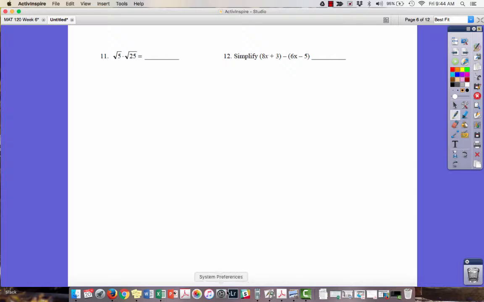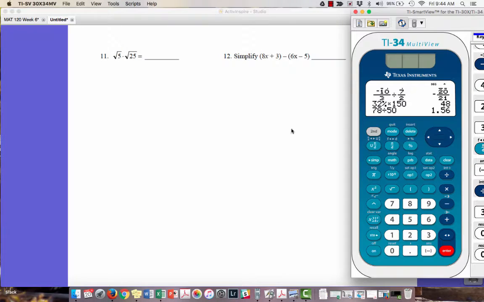Number 11, I like because it's a straight up calculator question. You just type in the square root of 5. Make sure to get out of that square root, hit times, and then the square root of 25. So your answer would be 11.18. They don't tell me what to round to, so I usually go 2 places. If you said 11.2, that would also be fine. If you said 11.180, that's fine. The key thing is whatever you choose to round to, make sure you round correctly.